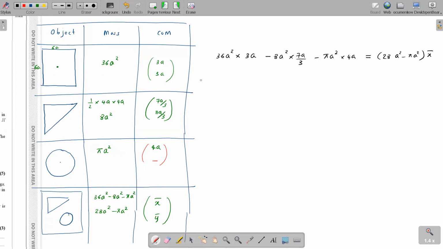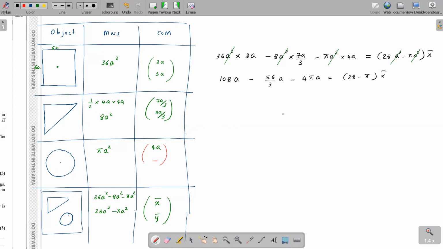So 36 into 3, we get how much? 108. We can cancel a square from everyone. So 108a minus, can you multiply 8 into 7? That gives 56 over 3a, minus 4 pi a, equals 28 minus pi into x bar.